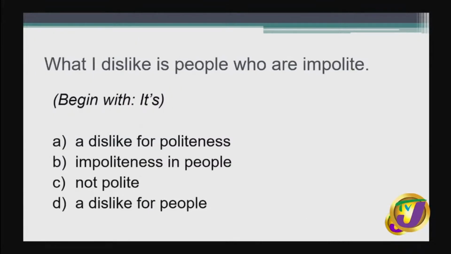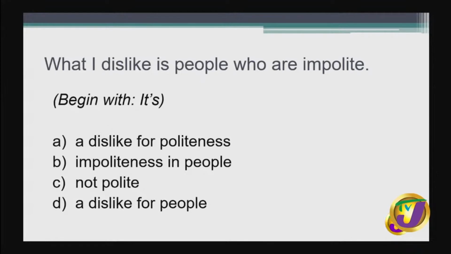Next one. What I dislike is people who are impolite. And you're going to start with the contraction it's, which is short for it is. And keep this in mind, students. Whenever you see IT apostrophe S, read it in your mind as it is. Because sometimes, and we're human, you write that word when you should just write ITS. So always remember it is.